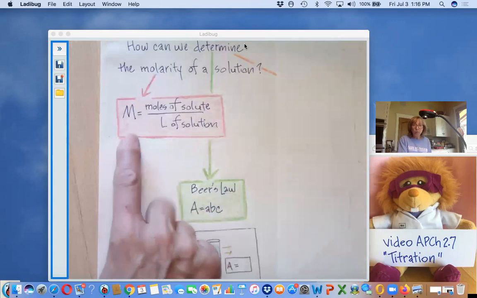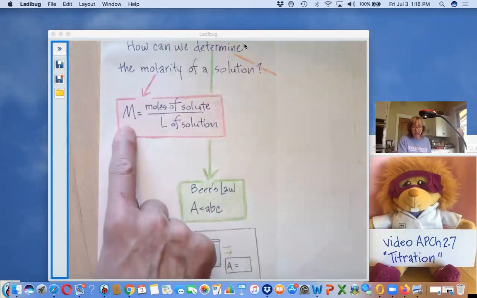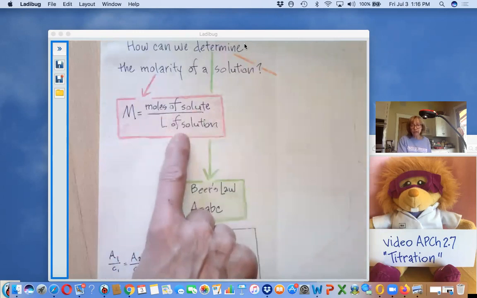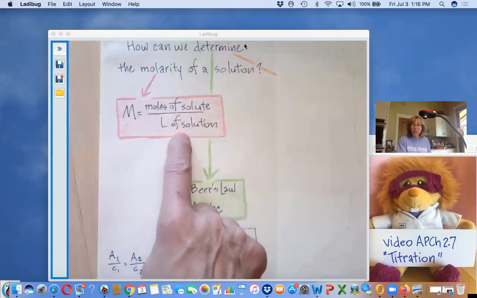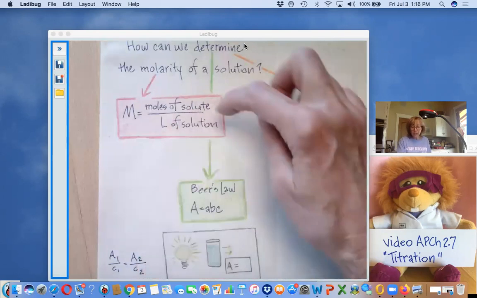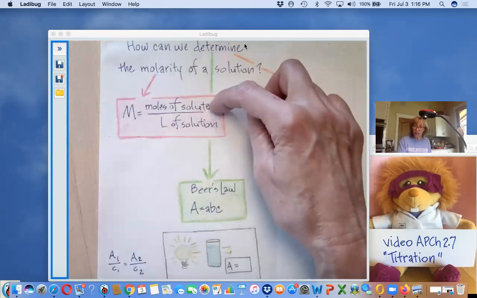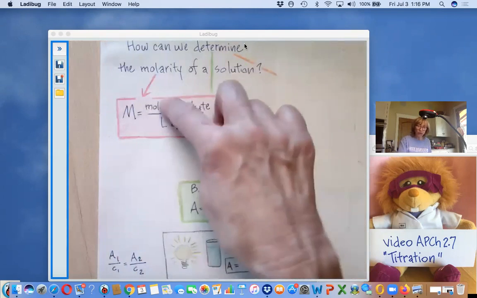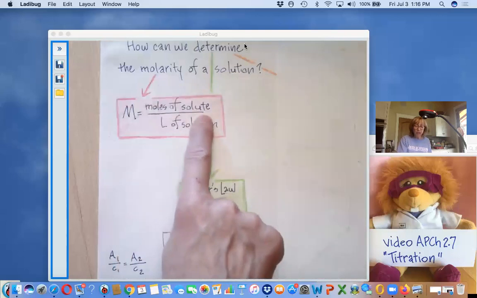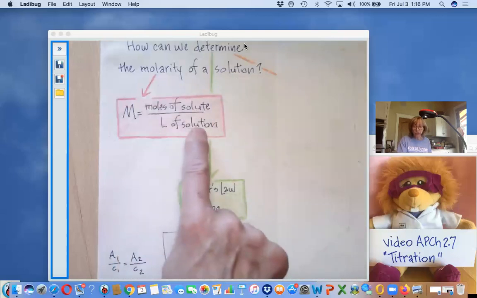Well, you'll recall that molarity is defined as moles of solute per liter of solution. If you are the person who made the solution, then you would know how many grams of solute you used, use the periodic table to change that into moles, and then divide by the total liters of solution that you created.